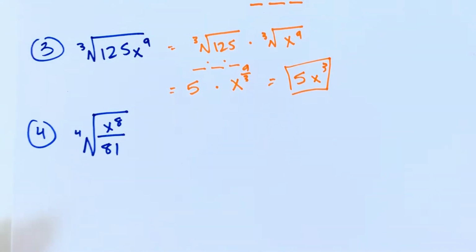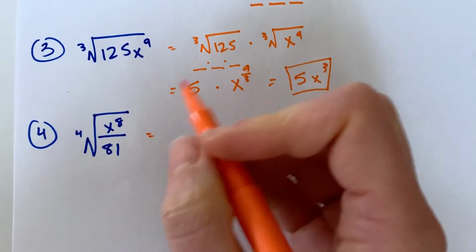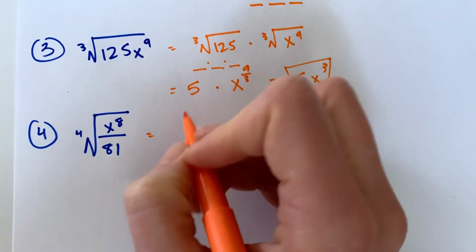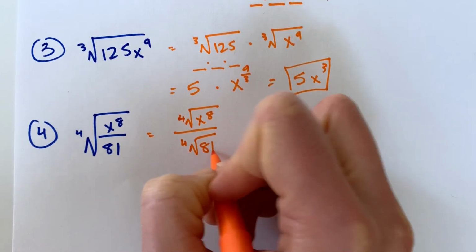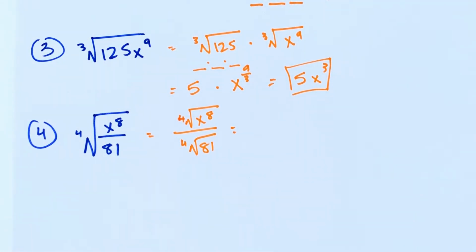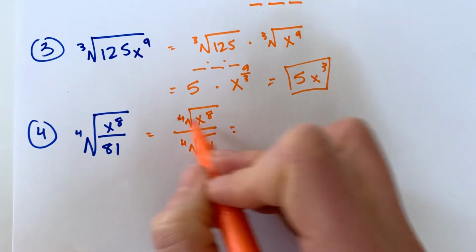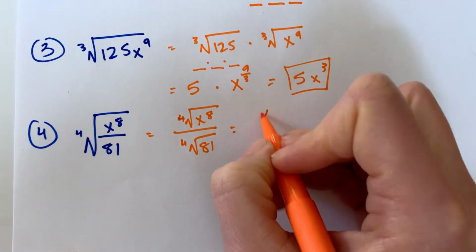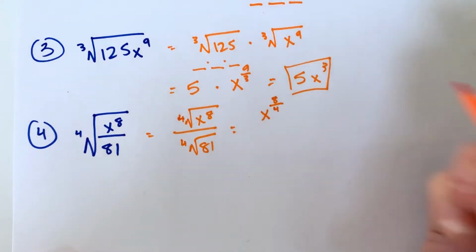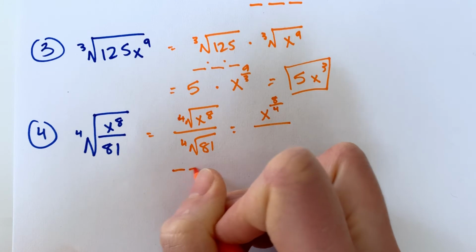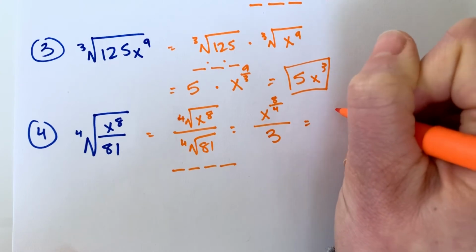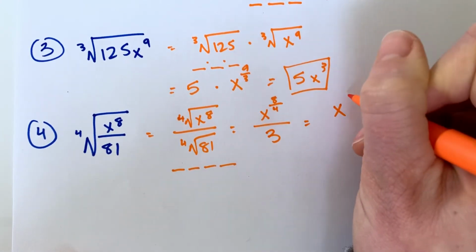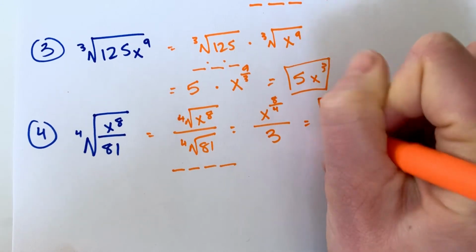Cool. Now this one, again, pause the video, try to do it yourself. I'm going to split these up into 2 because there's a fraction inside. So I can do the 4th root x to the 8th. I can do the 4th root of 81. This is similar to the number 1 example. This guy, again, the outside number is going to be my denominator, and then the inside number is going to be my numerator. 4th root of 81, what number multiplied to itself 4 times equals 81? That would be 3. Almost done. I just need to simplify this fraction. 8 over 4 is 2, so x squared over 3 is our answer. Very similar to example number 1.